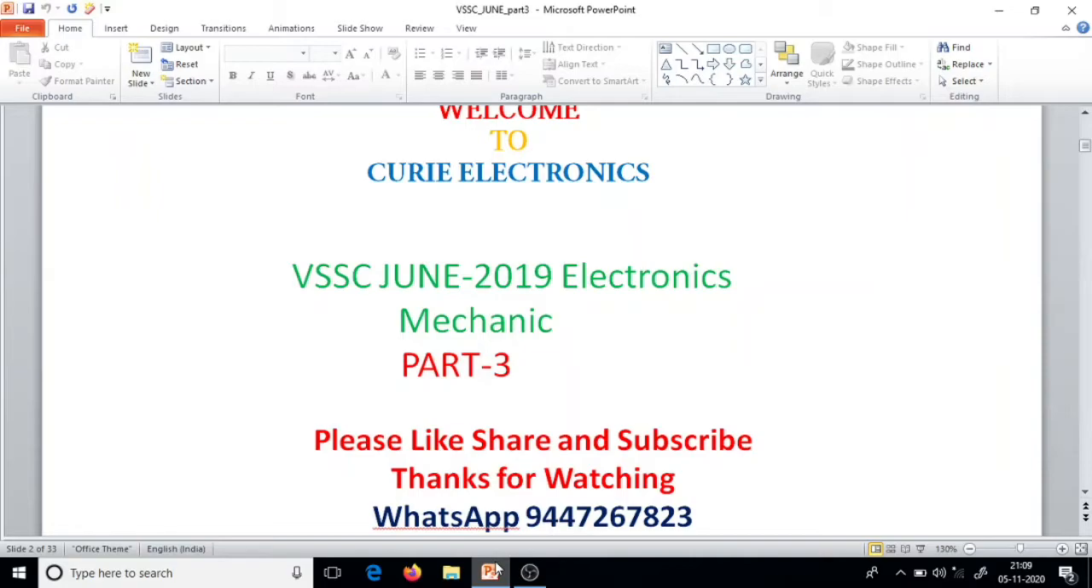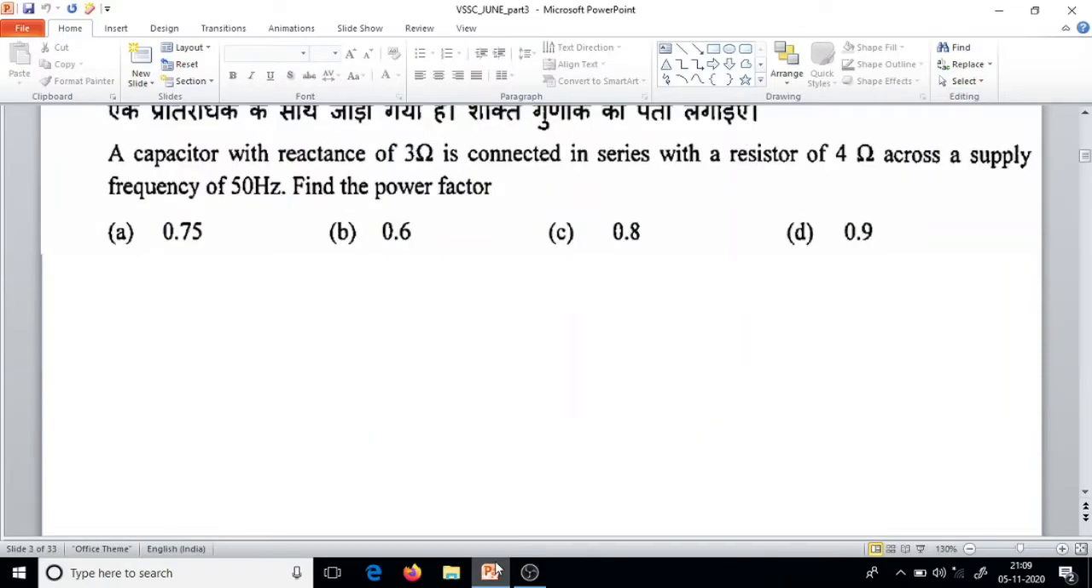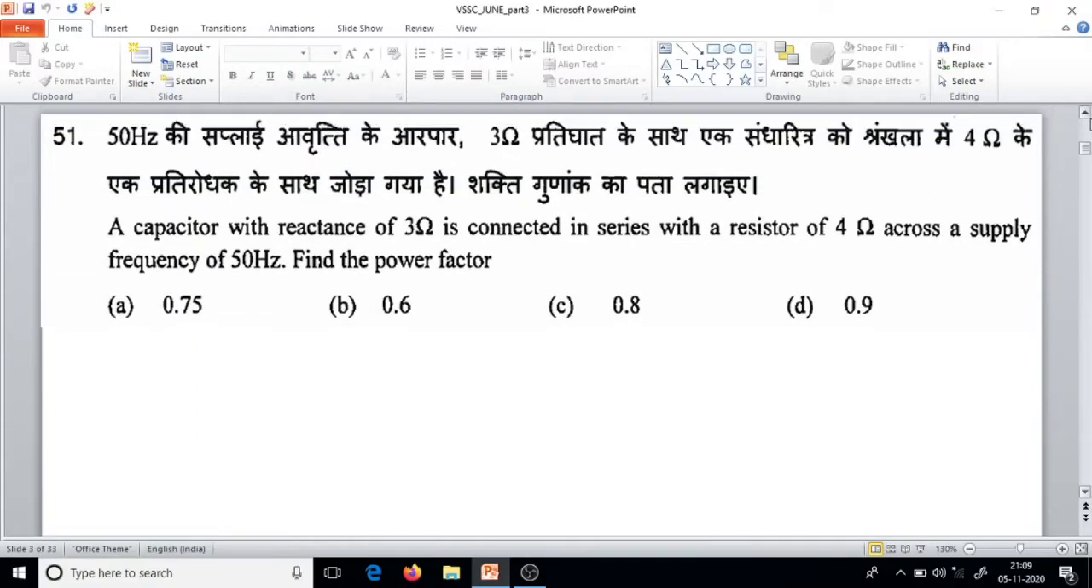Today we'll solve the VSSC 2019 Technician B Electronics question paper, question number 51 to 80. So we'll start with the first question.